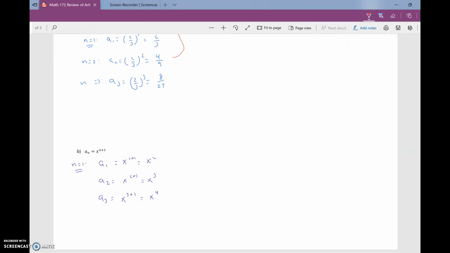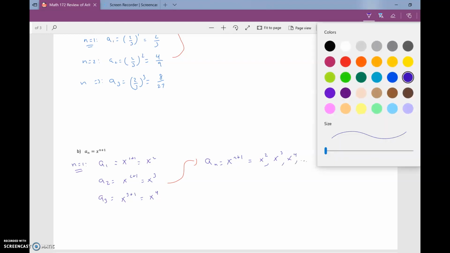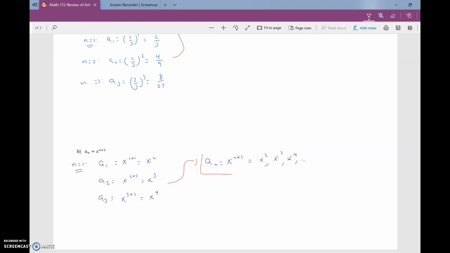And all we need is basically 3 terms. So in this case, you're expressing a sub n is equal to x to the n plus 1, which happens to be, on the first term, x to the second, followed by x to the third, followed by x to the fourth, and then the sequence goes on and on in that format.